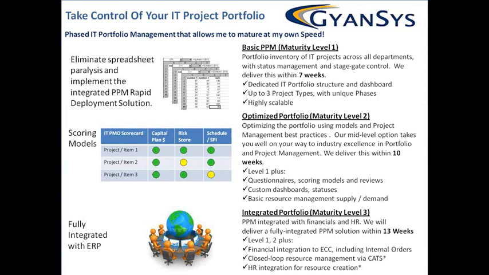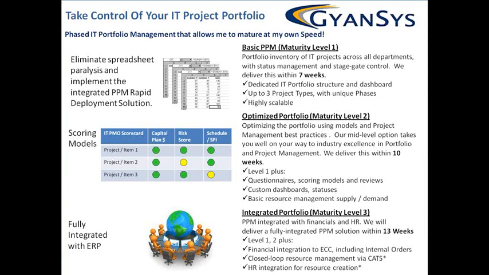The second option is, okay, you've got the spreadsheets, you've got the basics, but you need some more. You need some questionnaires to help you rank and score the projects. You need to customize the dashboards, and you need basic high-level resource supply and demand. And that's our level 2 solution, and that's a 10-week time frame for the services component. Obviously, you need to have the software licenses from SAP and the software installed, and then we'll come in and get you up and running in 10 weeks.